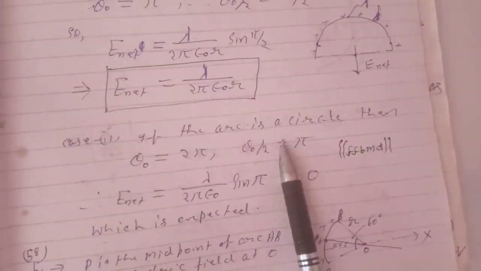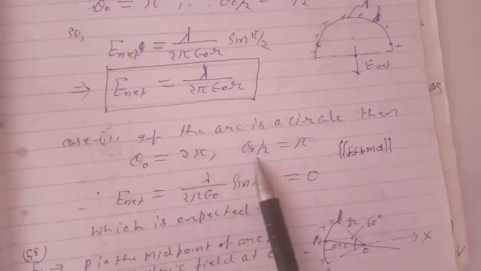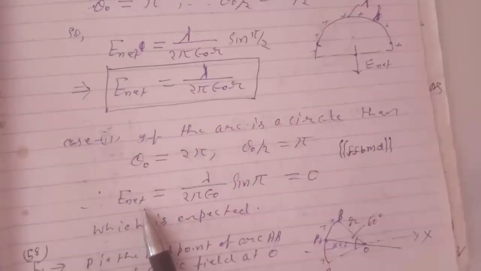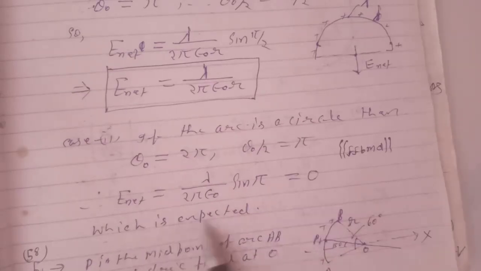Case 2. If the arc is a full circle, then theta naught equals 2 pi, and theta naught by 2 equals pi, hence E net equals lambda by 2 pi epsilon naught r sin pi, which equals 0, as expected.